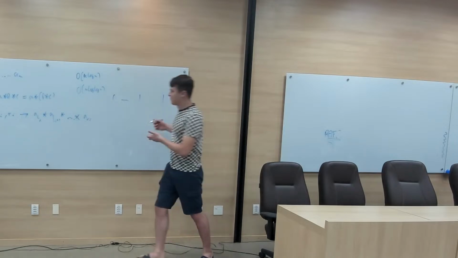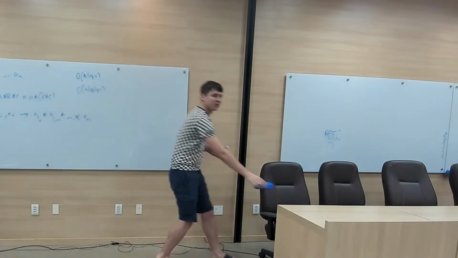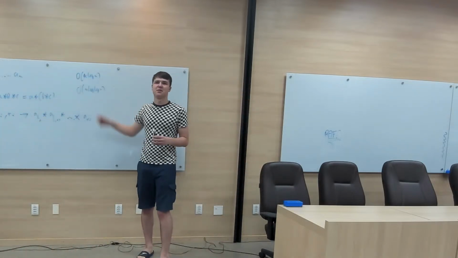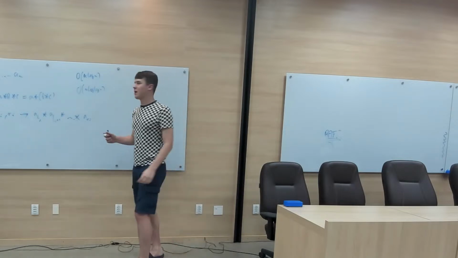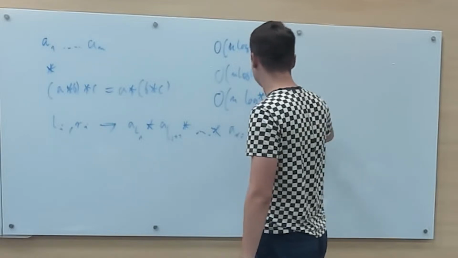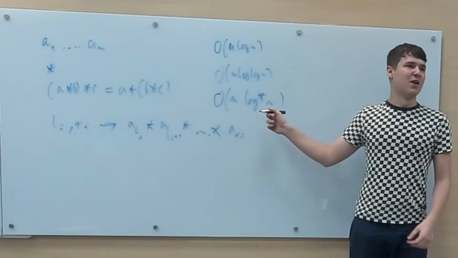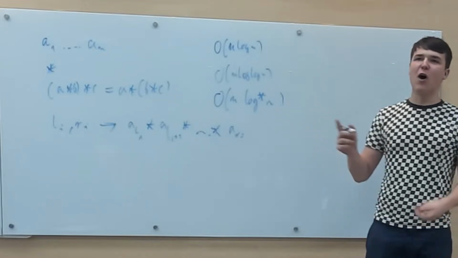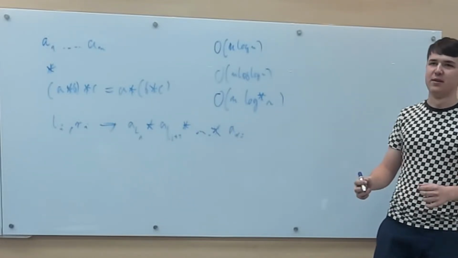Okay, so who has something faster than this? I'm going to raise my hand. Actually, we can do n log star n. Who knows what it even means? It means how many times we need to iterate a logarithm to get 1.